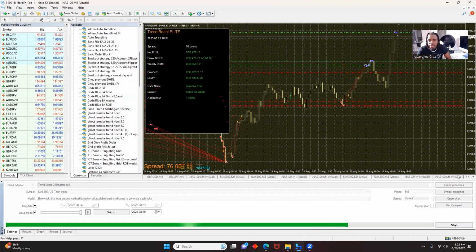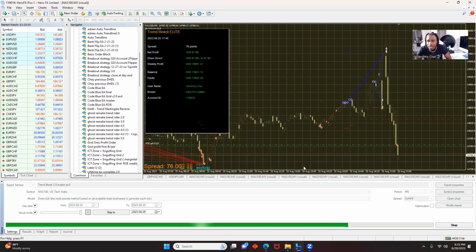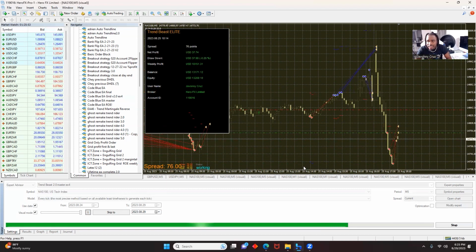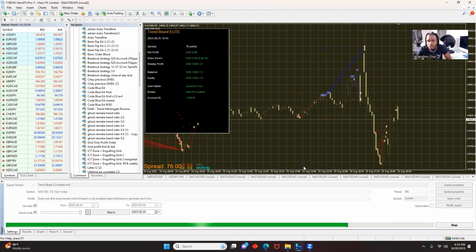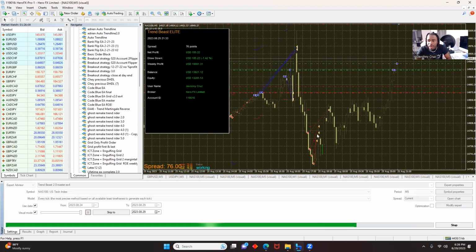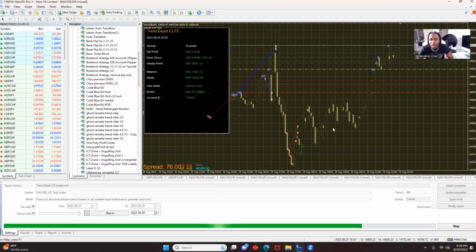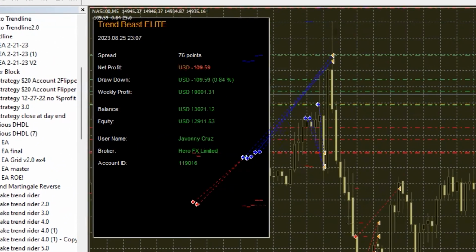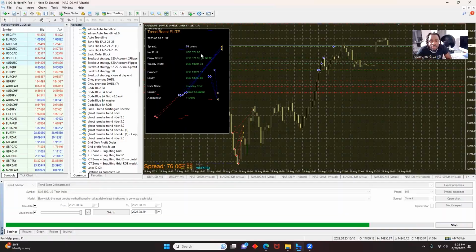As you guys can see, floating hundreds of dollars in profit. And this is how the Trend Beast works. It's taking sells now. Right here, the market reversed. So we lost some trades, but it's all right. It's going to find another opportunity. Right here, it takes buys, great buys. Market goes up. Look at the floating profit. Pay attention to the floating profit.